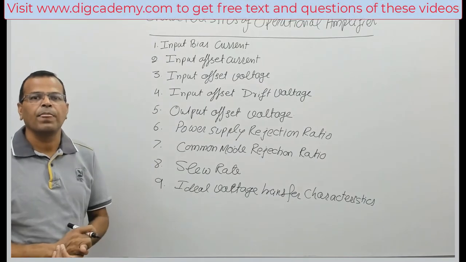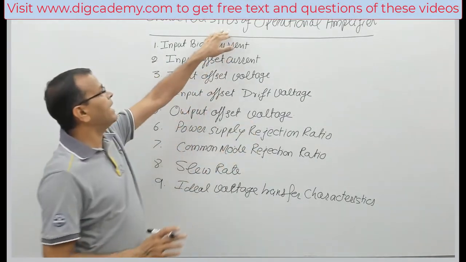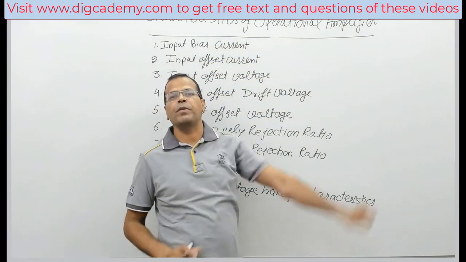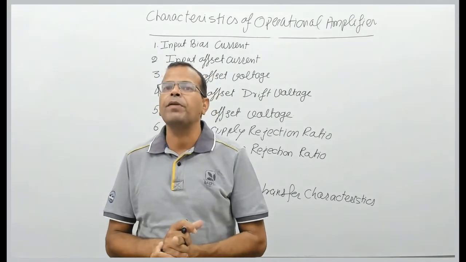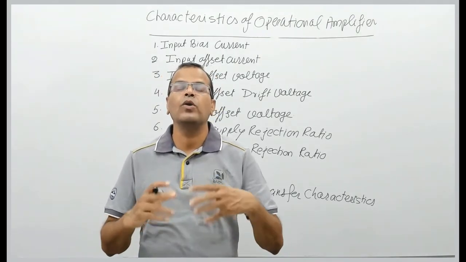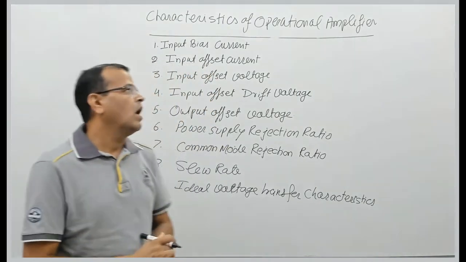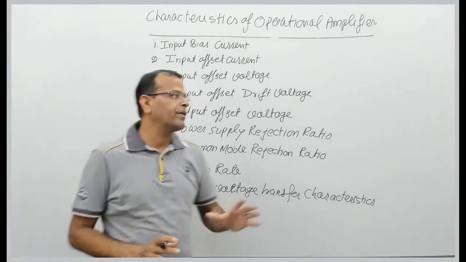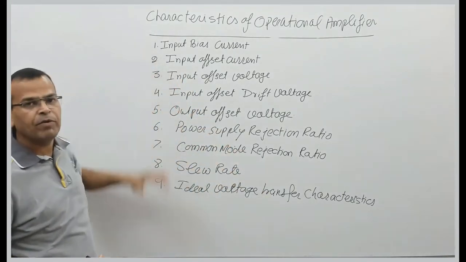Hello friends, now the next topic in operational amplifier is the characteristics of the operational amplifier. You will find a number of characteristics of amplifier given in a textbook, but here we will be discussing only those characteristics which are important from examination point of view. I have summarized those characteristics in this list, that is 9 characteristics.